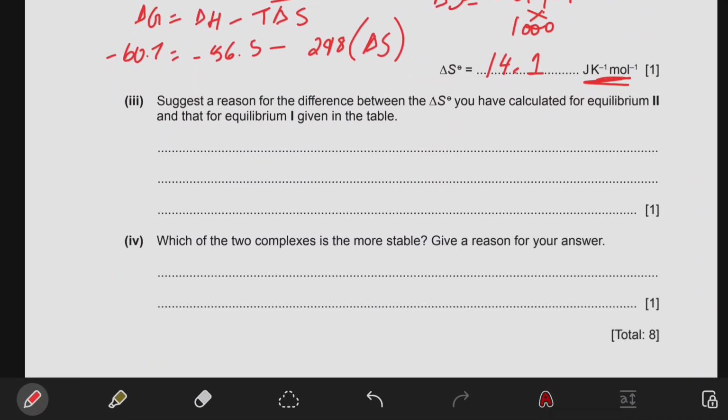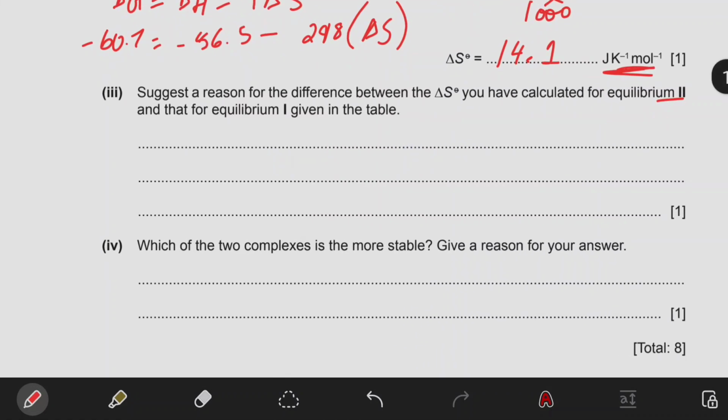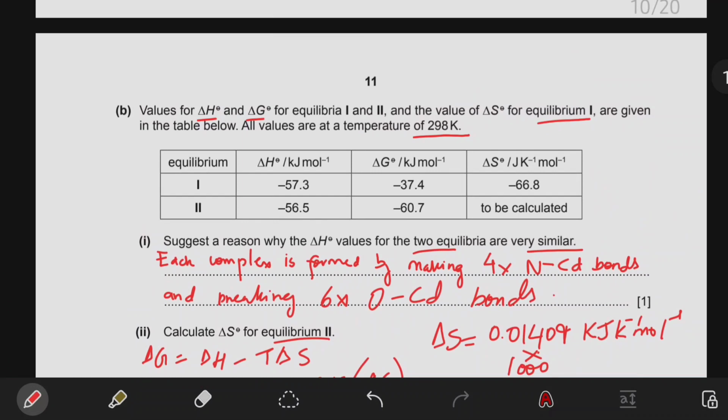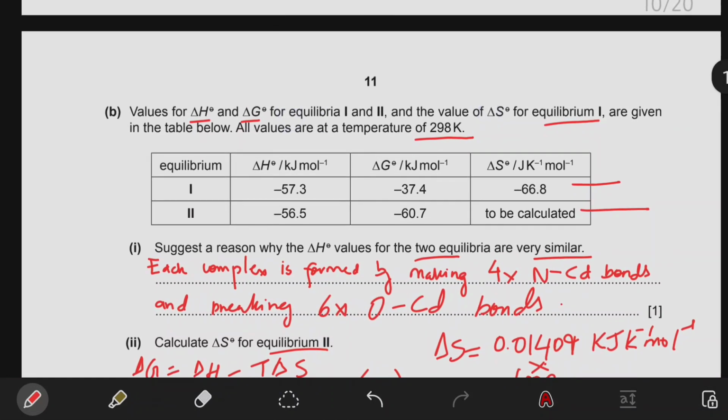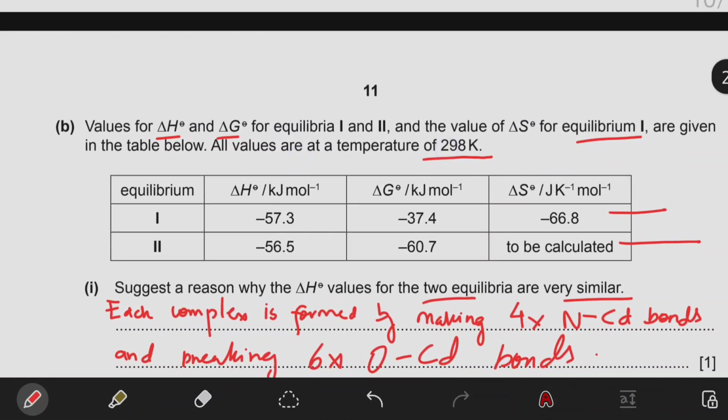Suggest a reason for the difference between the entropy change you have calculated for equilibrium 2 and that for equilibrium 1 given in the table. Right. So if you see in the table, entropy change for equilibrium 1 is much more negative than what we calculated for equilibrium 2. And why is that? There must have been a greater decrease in entropy for equilibrium 1. That's why the answer is more negative.